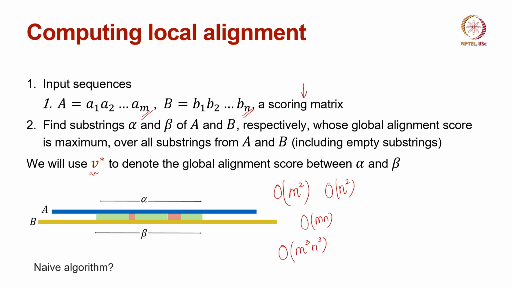This is when I am considering each and every substring of A and each and every substring of B and checking their alignment score, and I will pick the pair which gives me the maximum score in the end. So, this naive algorithm is not going to work because m cube times n cube is extremely slow. The question is, can we do better? Well, let us see.